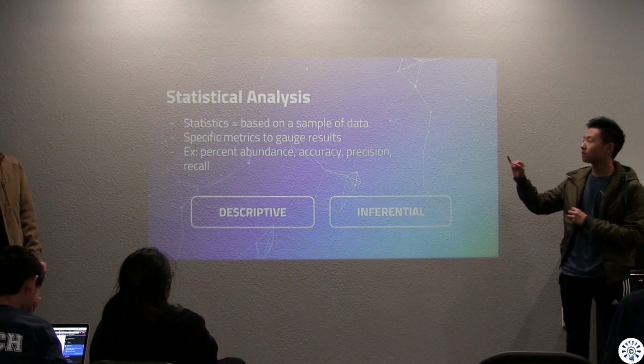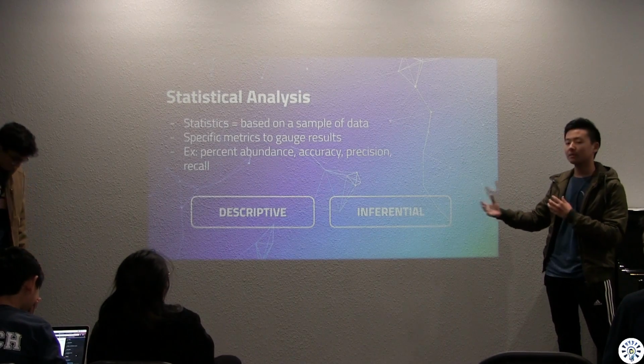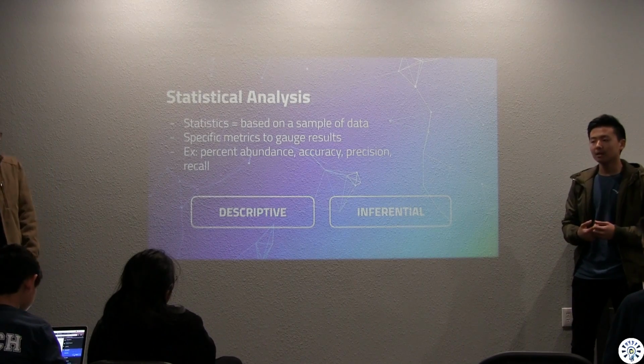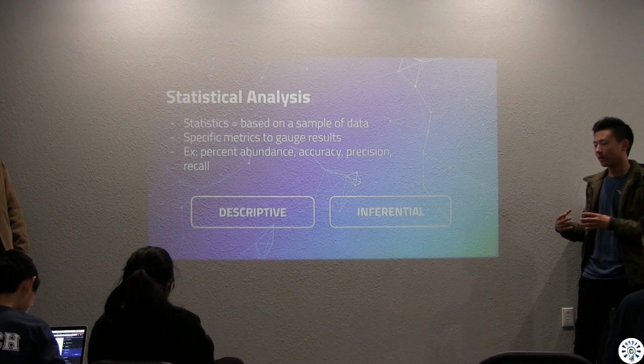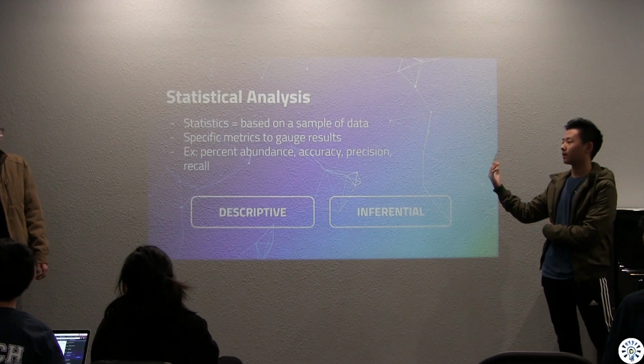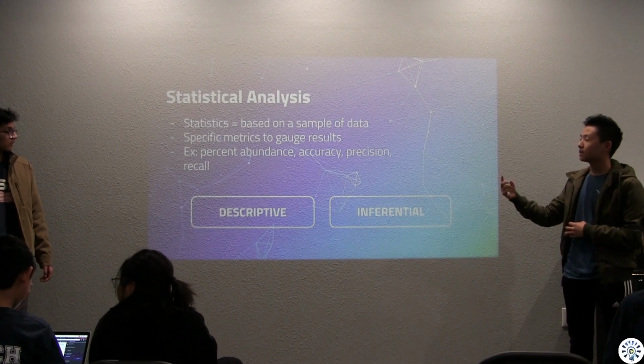And then you're going to have to use the specific metrics that you use to gauge your results, and there are going to be some different metrics that you can use. It really depends on your whole experiment. If you're measuring the percent output of a certain chemical, then you would use percent abundance, or expected results versus what you actually got. And then accuracy and precision.